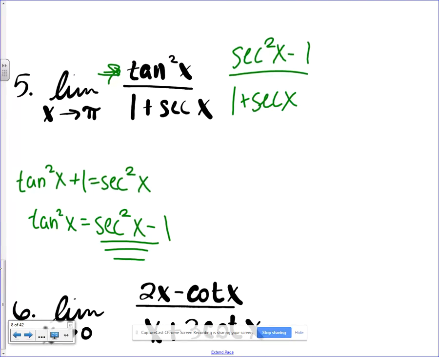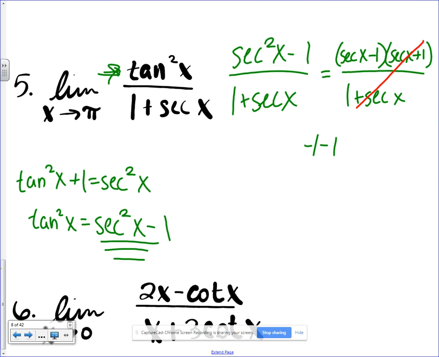And now that you have that, can you tell me where I'm going to go? Factor the top, perfect squares. And those cancel. And I can just put a pi in there now. Pi is at 180 degrees. Secant is the inverse of cosine. So what is cosine at 180 degrees? Flip it over because it's the inverse and it's still -1, right? What is -1 minus 1? That would be your limit.